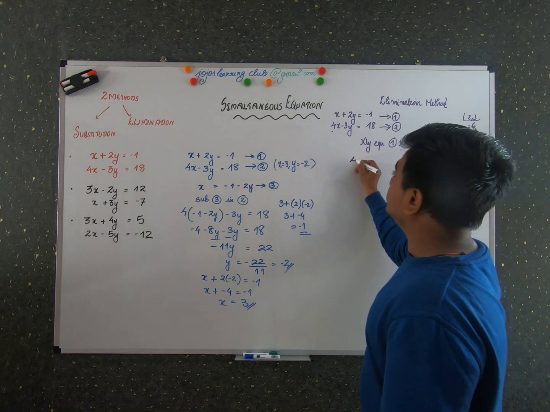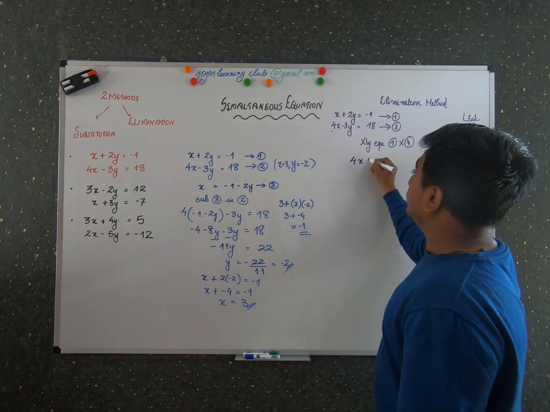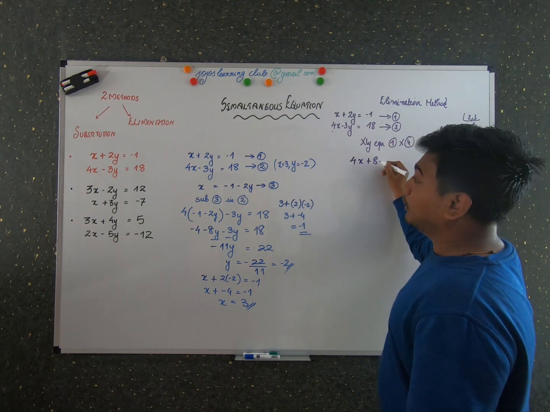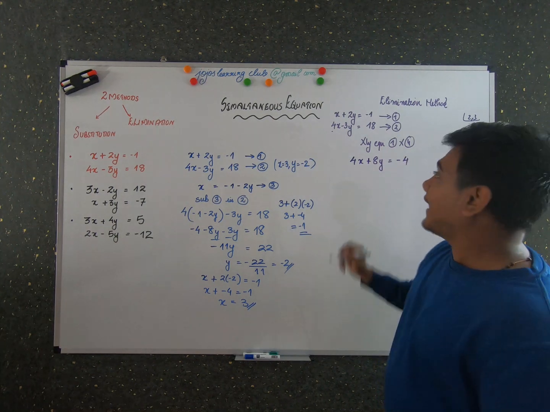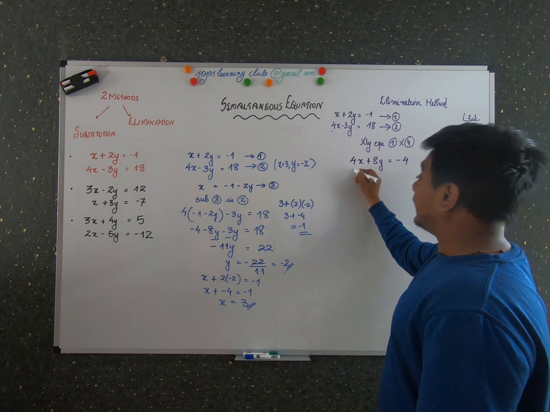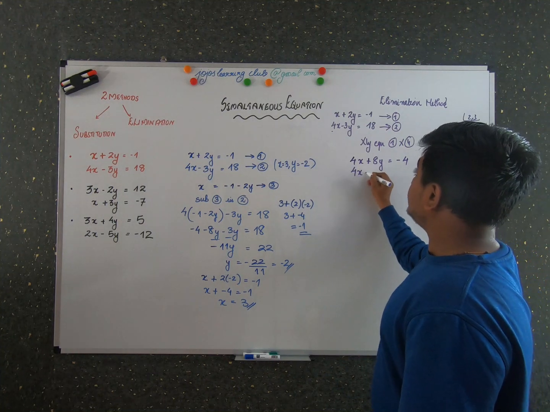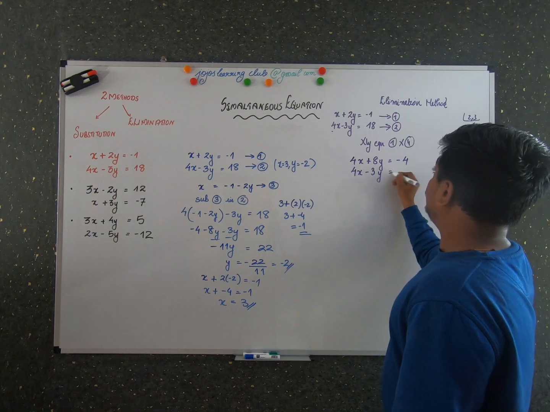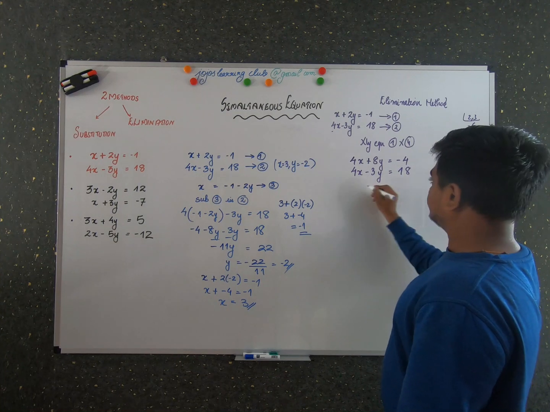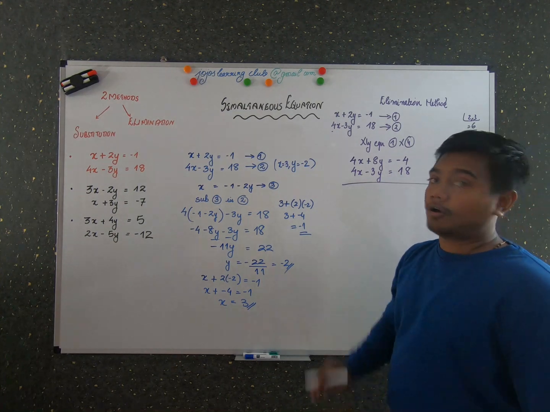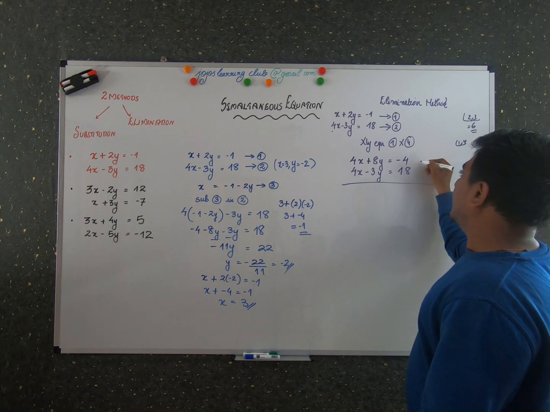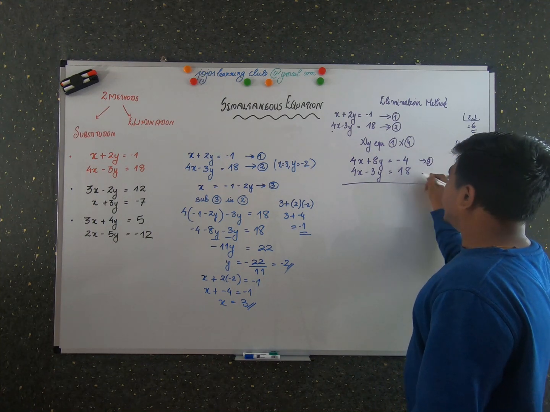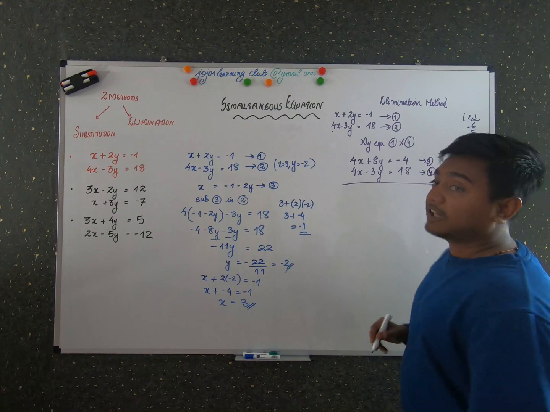So what happens? You just multiply: 4x plus 8y is equal to minus 4. Right? And now what is the second equation? The second equation is 4x minus 3y is equal to 18. Okay, so you have now two equations. This was the first equation and this is the third equation. Maybe for your easier understanding, I will write equations 3 and 4.